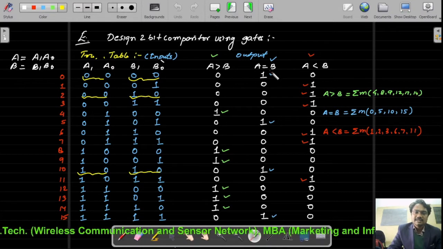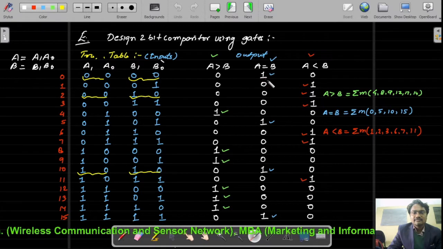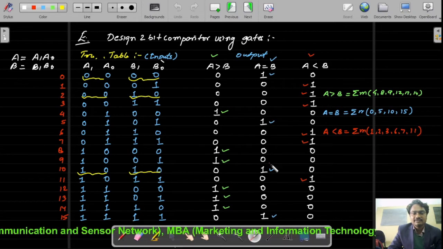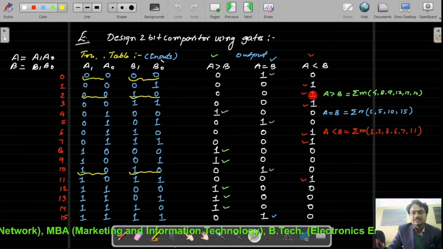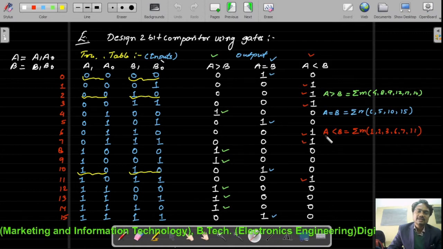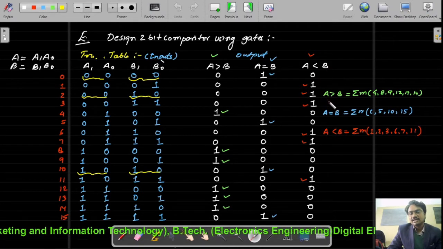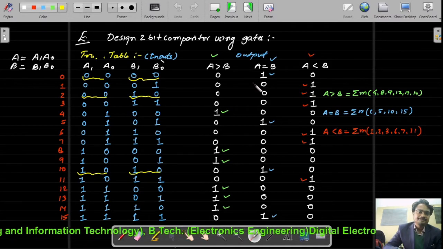And similarly, in the a is equal to b column, we have 1 over here which represents the m0 minterm, so we write 0. The next one represents m5, so here we write 5. This represents m10, so we write 10 over here, and this represents m15, so we write 15 here. Similarly, in the a less than b column, we write 1 for m1, this is m2, this is m3, m6, m7, and m11. So in this fashion, we get all the three Boolean expressions which represent the magnitude comparison of 2-bit numbers.